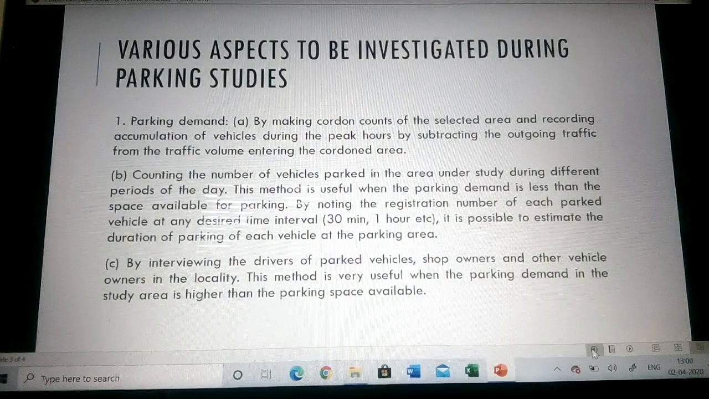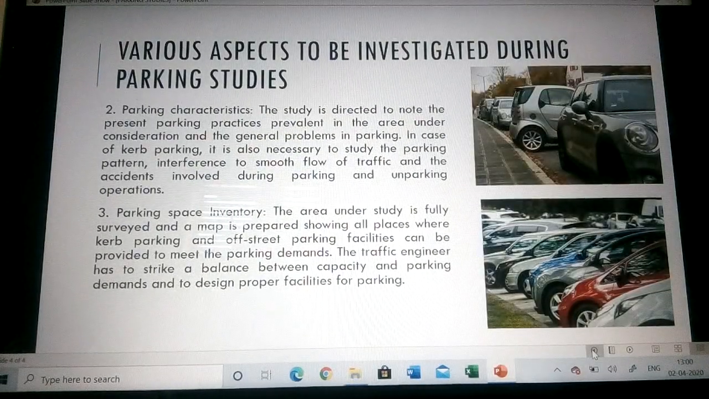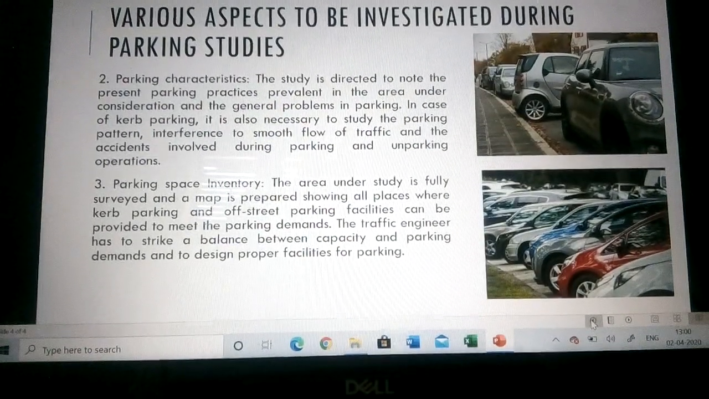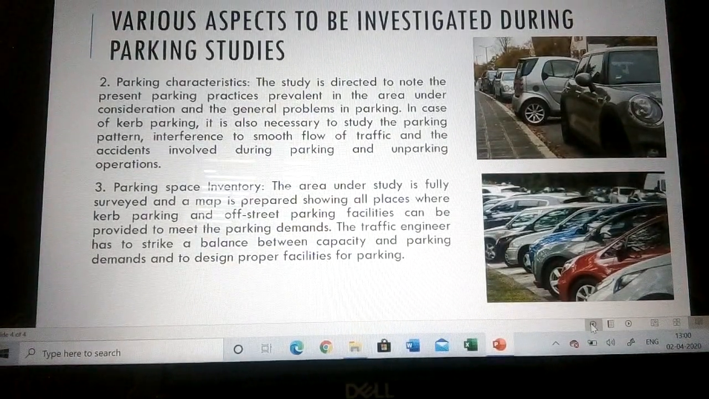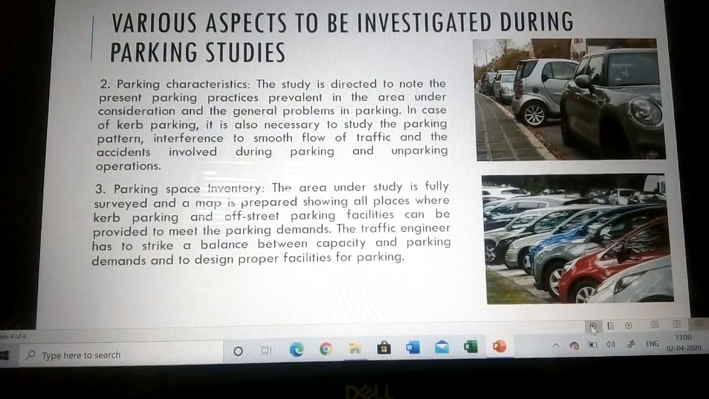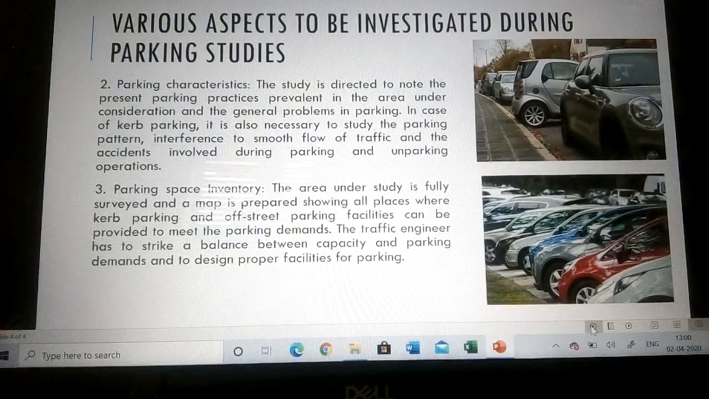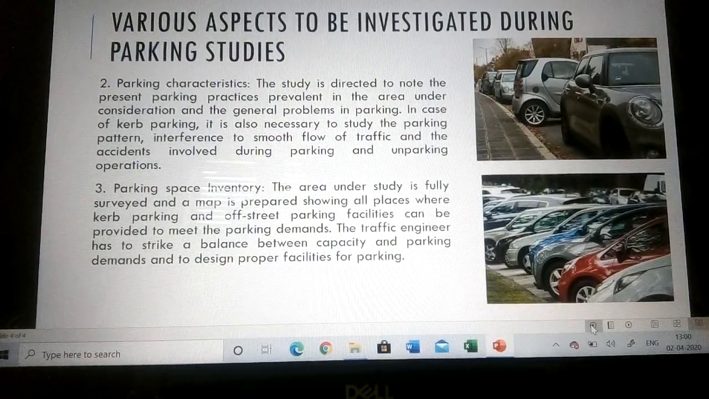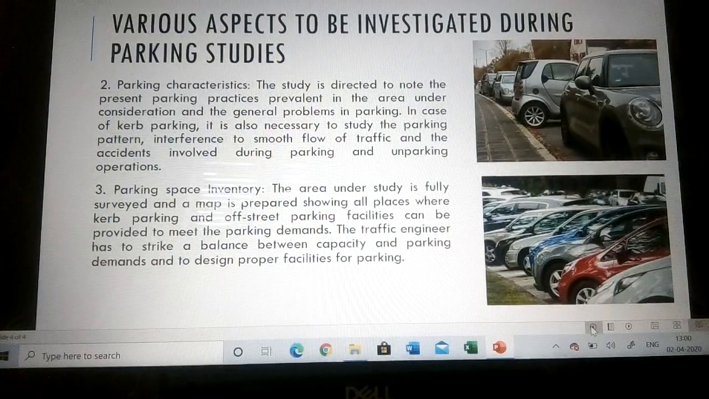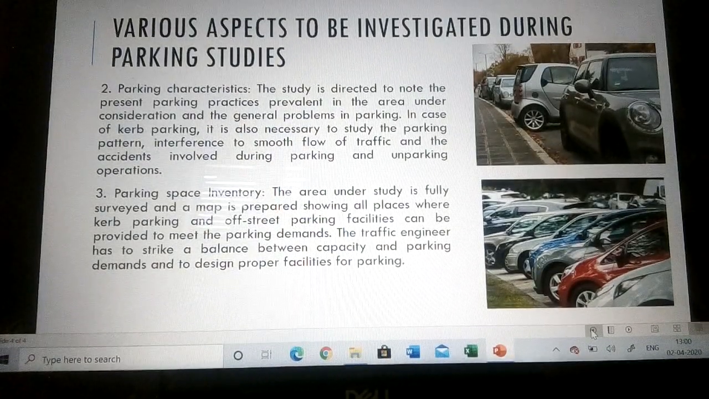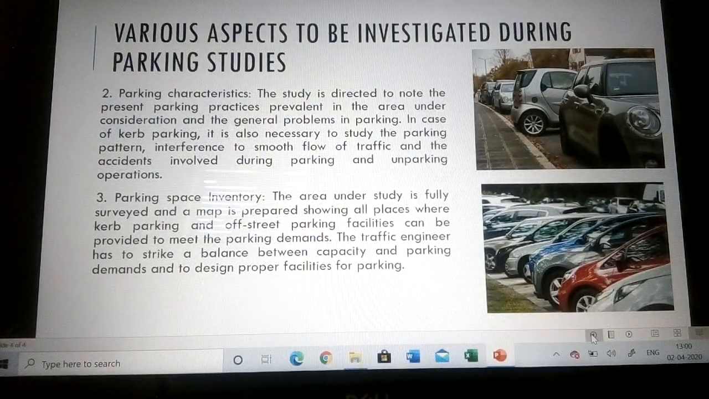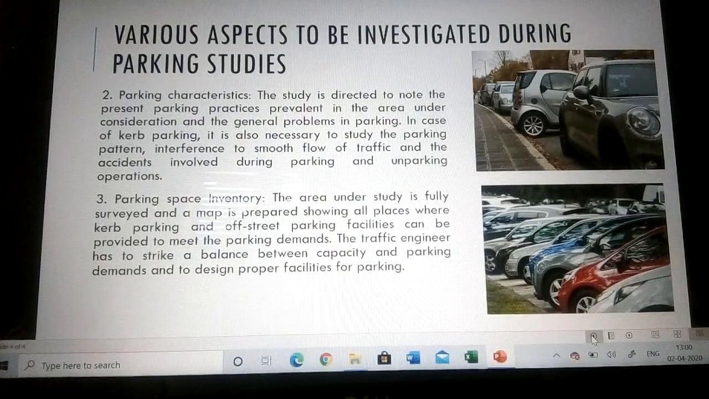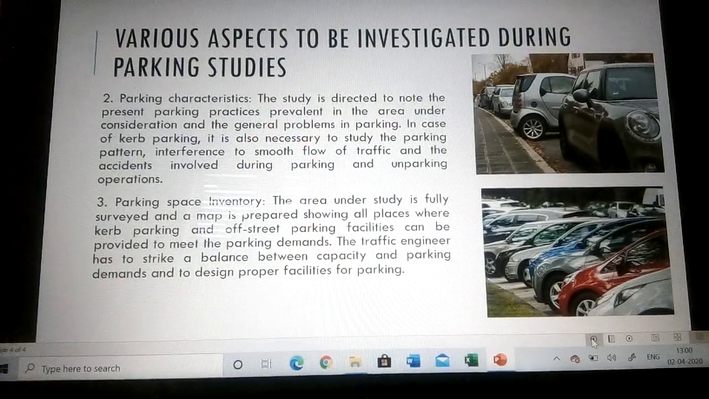So now what is the second aspect that we must see? The second aspect is parking characteristics. Now, the study is directed to note the present parking practices prevalent in the area under consideration and general problems in parking. In case of curb parking, the curb is the raised portion of the road that you can see in the photograph. You can see the vehicles are parked along the curb, so it is known as curb parking.